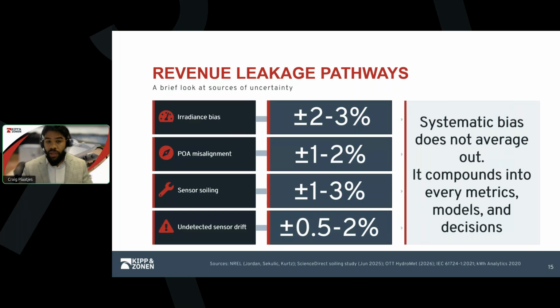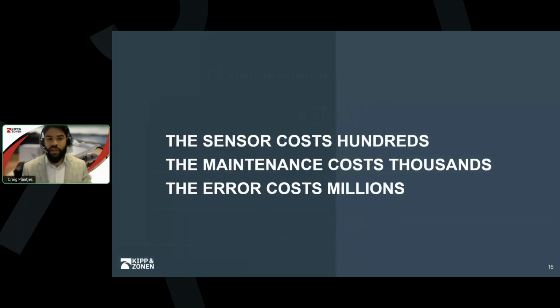And this is the reason that choosing the right pyranometer matters. Not because a better instrument is expensive, but because the cost of the error it prevents is orders of magnitude larger than the cost of the instrument itself. And so in conclusion, I think a fitting summary is this. The sensor may cost a few hundred dollars. The maintenance will probably cost a few thousand, but any error, if left unaddressed, will cost millions.